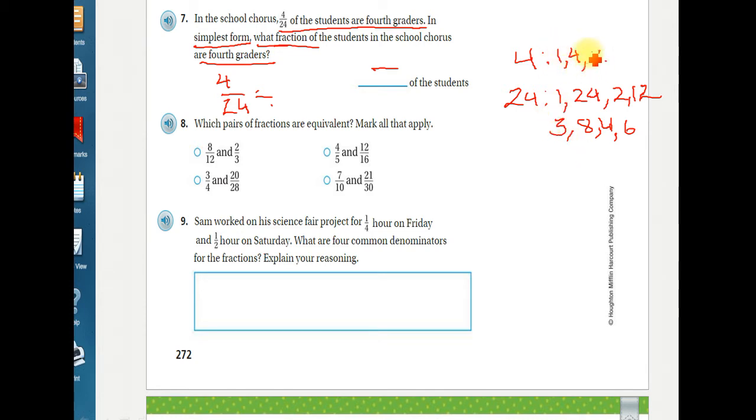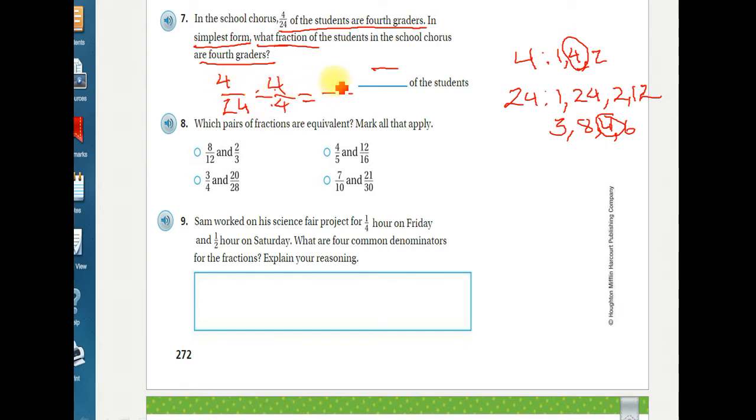Well, the biggest number for my 4 is 4, so let's see if I have that number down here. And sure enough, I do. There's the 4. And 4. So I want to divide 4/24 by 4 over 4. Remember, 4 over 4 is the same thing as 1, so I'm not changing the value of this fraction. I'm just changing how many parts I'm cutting it up into.